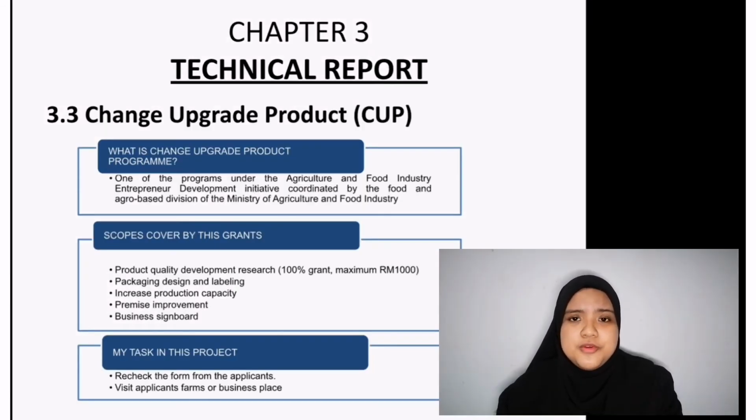Next is the Change Upgrade Product Grant. This grant is also provided by the government under the Ministry of Agriculture and Food Industry. There are 5 scopes covered by this grant. The first scope is Product Quality Development Research. Next are Packaging Design and Label, Increase Product Capacity, Premise Improvement, and Business Signboard.